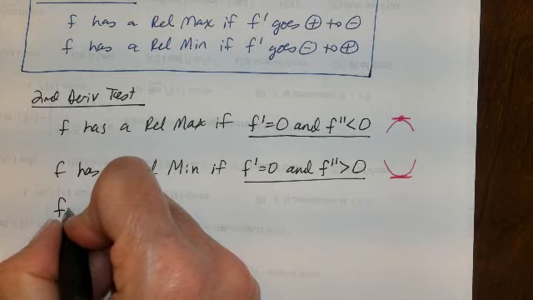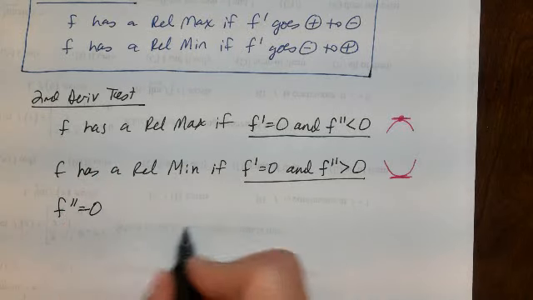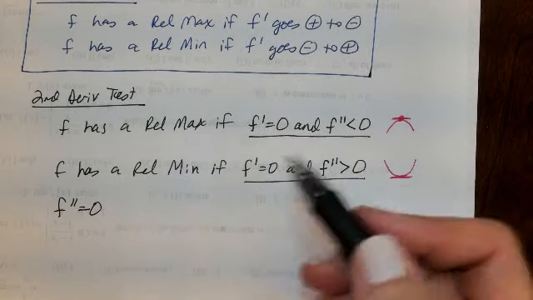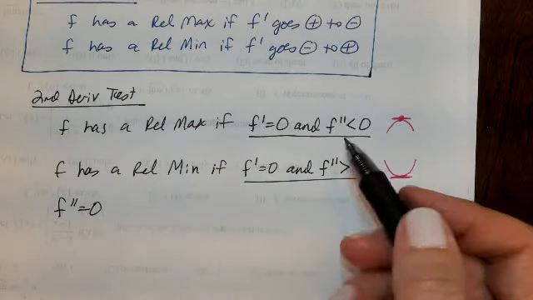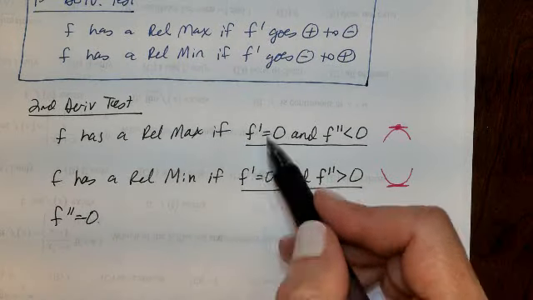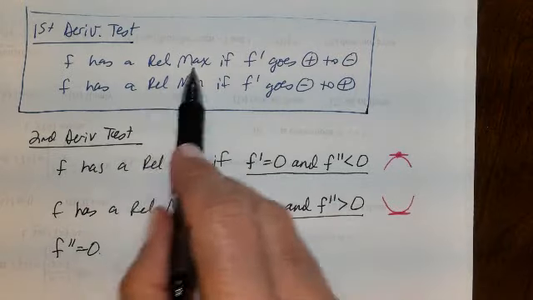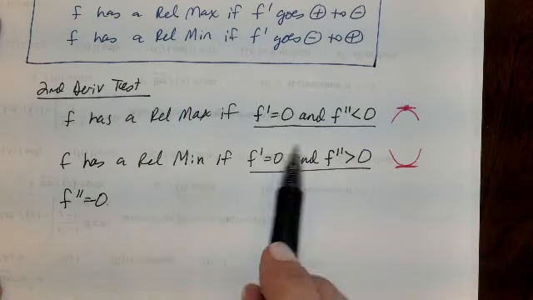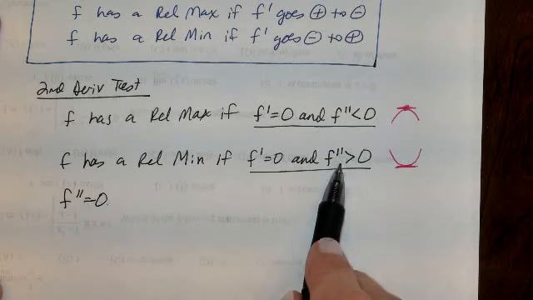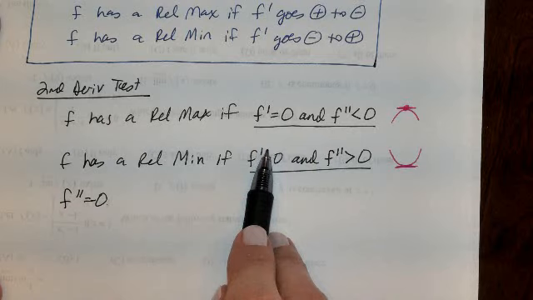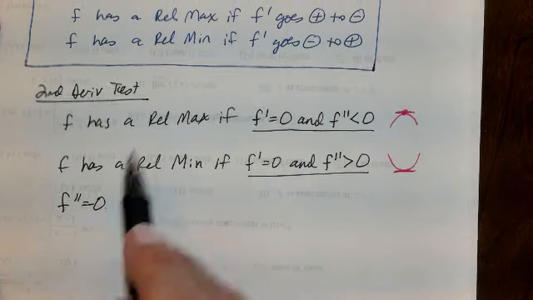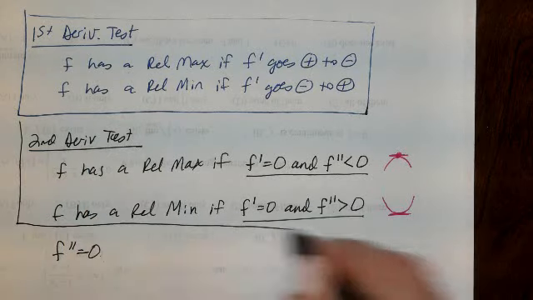If F double prime is 0, then maybe you have a relative min, maybe you have a relative max, but we don't know without further work. So if you get F double prime to be 0, then you need to go back and do the first derivative test. Okay? So you always find F prime first to see if it's 0, then do F double prime. If you found F prime to be 0, and then you find F double prime to be 0, then the second derivative test does not work, and you need to go back and do the first derivative test.